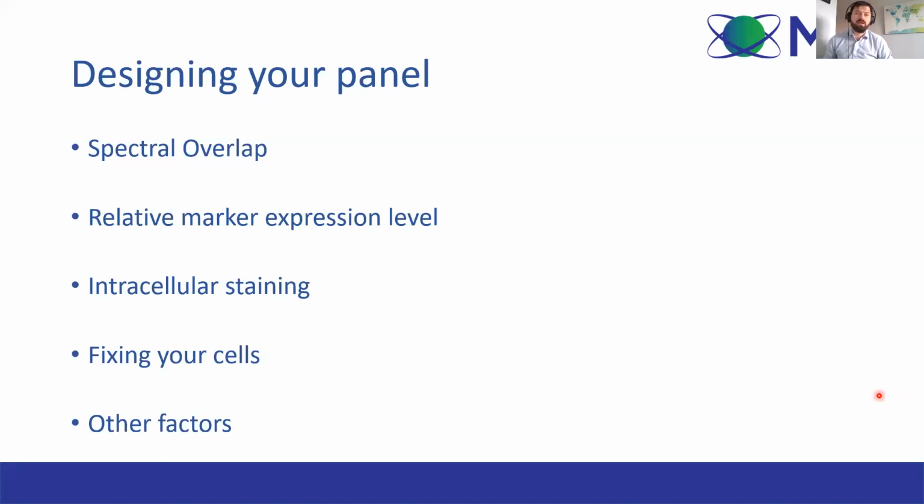But we'll talk about things like spectral overlap, relative marker expression level and why that's important. Then we'll move on to some of the tips and tricks and things to think about if you've got intracellular markers in your multicolor panel. Linked to this is fixation of cells, and then some other things just to be aware of at the end.